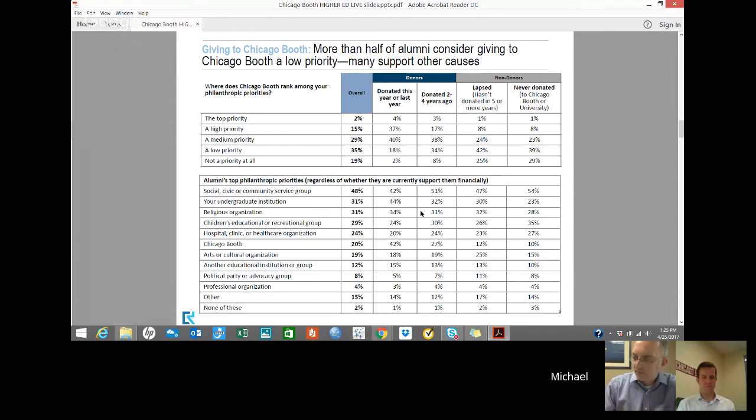We followed up by asking the top philanthropic priorities they do support, and there's a broad range. And then I've included different donation statuses, so you can see differences in how donors and non-donors are responding. But even because the results are weighted towards non-donors, that third column there looks similar to the overall. So top philanthropic priorities include social and civic community service groups, undergraduate institutions, etc.